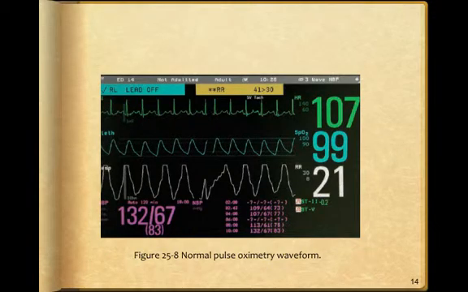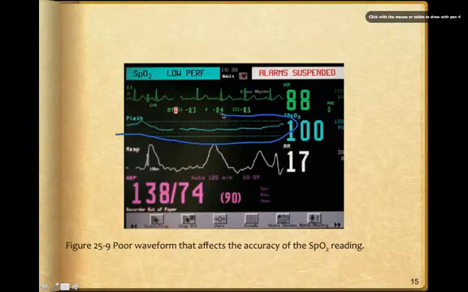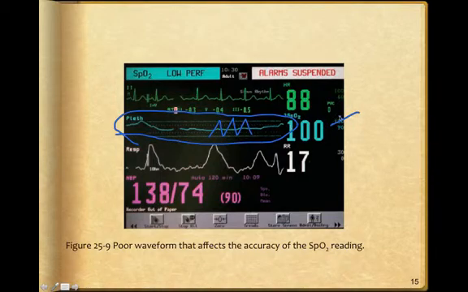A normal pulse oximetry waveform is shown here, and this is figure 25-8. That would be this guy here. And then this is an abnormal pulse oximetry waveform. This reading I would not trust because it has no spikes here at all. Without those spikes, I don't know whether or not to trust this number.